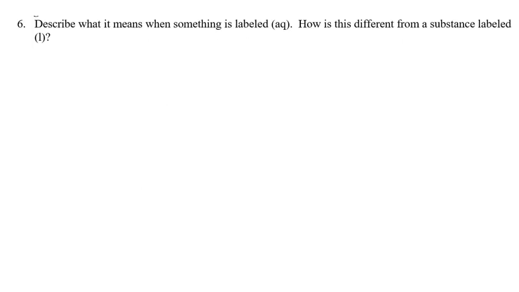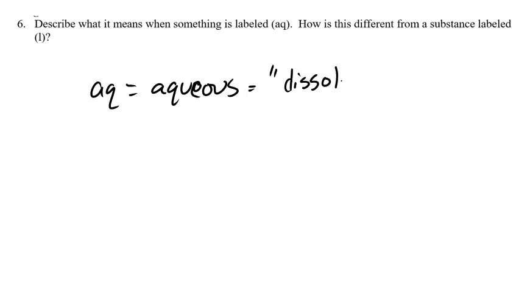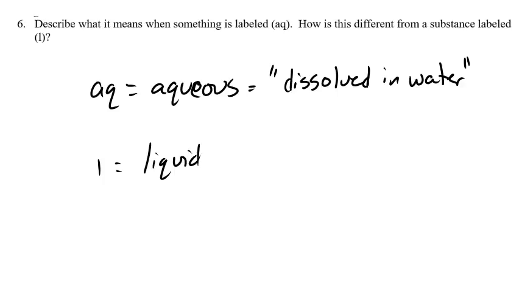Question 6. Describe what it means when something is labeled AQ. AQ stands for aqueous, which means dissolved in water. Lowercase l is liquid, which is something that is melted, something in an actual liquid state.